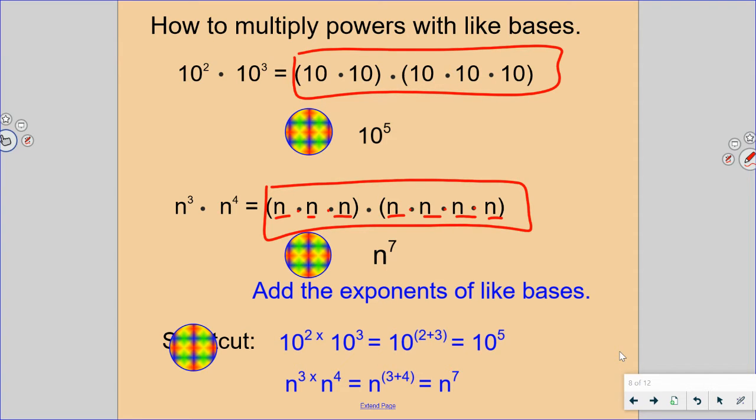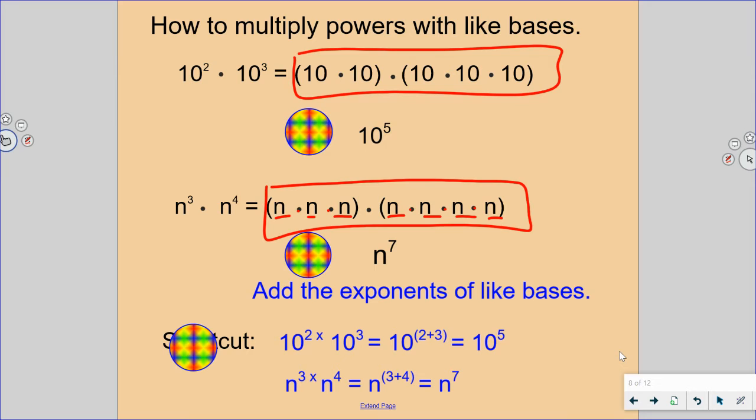However, sooner or later, you should perhaps see the pattern that as long as two expressions have like bases and they are multiplied together, then you can add the exponents. 10 to the second power times 10 to the third power, you guessed it, 10 to the second plus third, or 10 to the fifth. Same thing if there are variable bases. n to the third times n to the fourth, you put the 3 together with the 4. Now listen, you're still multiplying powers, but you're adding the exponents. Let's just be very clear with our vocabulary.